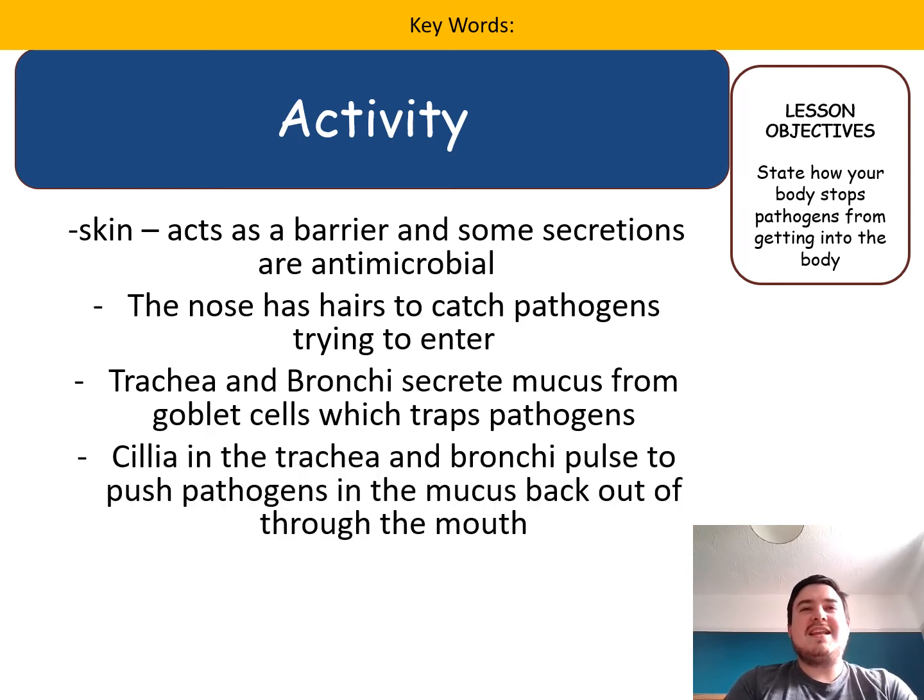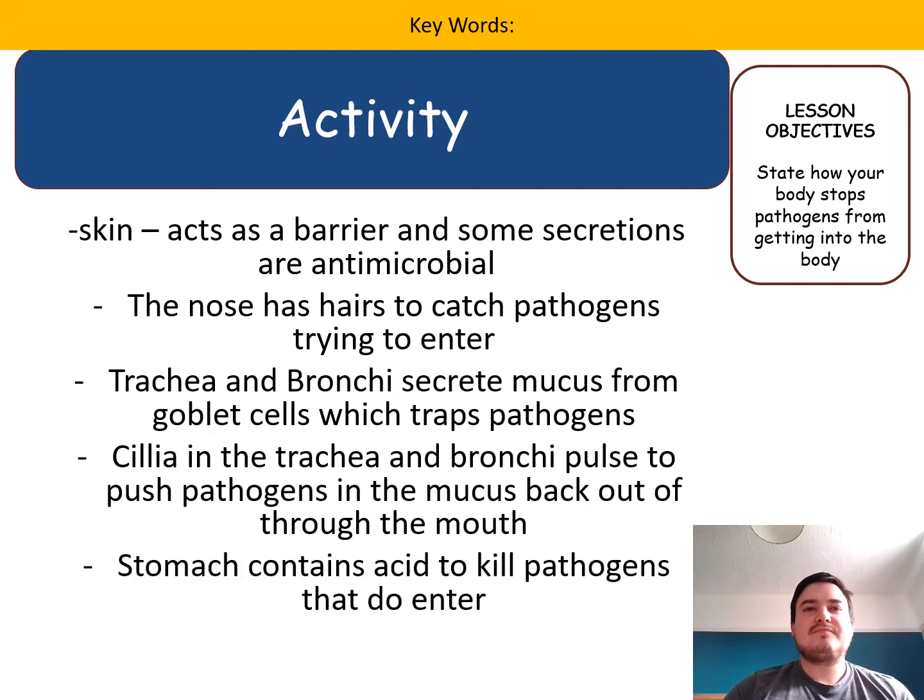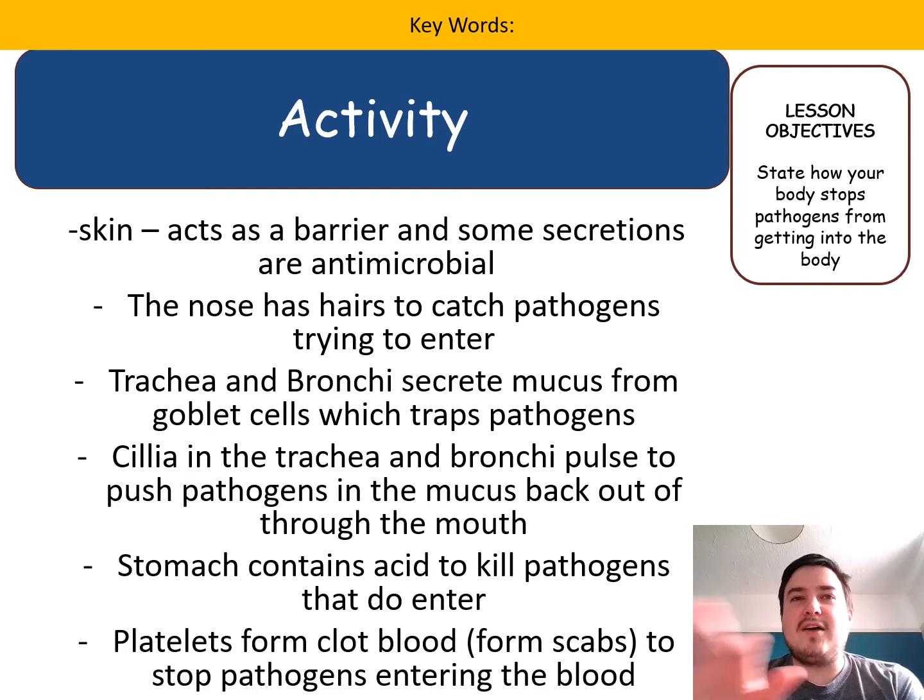There is also cilia in the trachea and bronchi. These are little hairs on the sides of those pipes, which pulse all the way up the side when you're coughing to try and push that mucus back up out of the throat, so you can get rid of it, spit it out, or whatever it is you need to do with it. The stomach also contains acid, so if you do swallow anything that you don't want inside your body, it can kill that off. If anything does get in that can't be killed off and your body thinks it needs to be gotten rid of, then you are going to throw that up pretty sharpish as well.